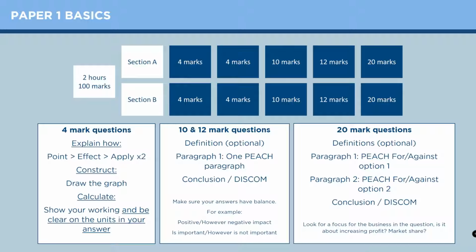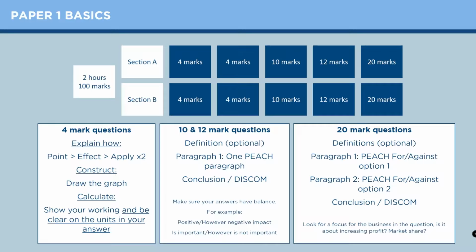And then the 20 marker, I think these questions are the easiest on the paper in terms of structure. If you know your key terms, you're laughing really. You've got 2 options. You have to make the argument for and against each of those 2 options. So you do that with 2 each paragraphs. 1, for and against option 1.